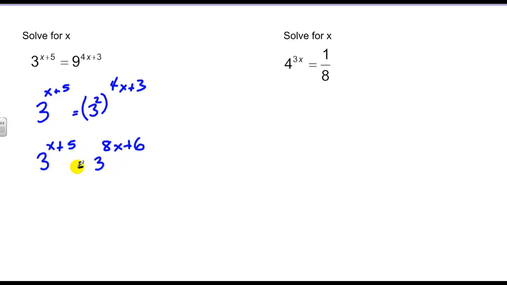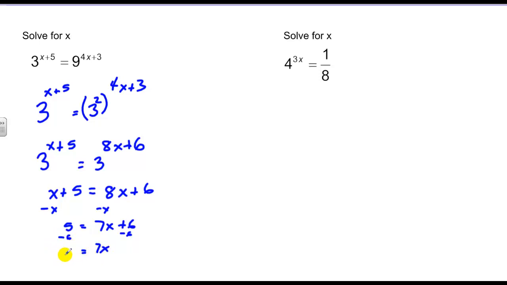And now if I have the same base, my two powers must be equal. So I have x plus 5 is equal to 8x plus 6. I can subtract x from both sides. Get 5 equals 7x plus 6. Subtract 6 from both sides. Get 7x equals negative 1. And then divide by 7 on both sides and get negative 1/7 is equal to x.